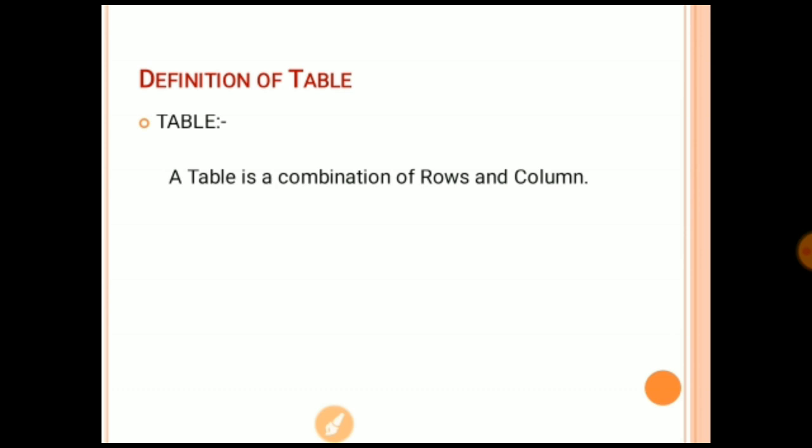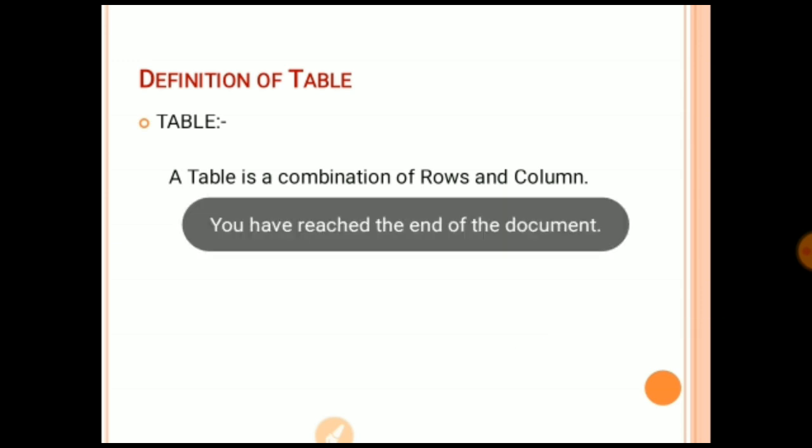Table. A table is a combination of rows and columns. We already have so many tables here. We can easily check that in a particular table we have some rows and some columns. That is known as a table.